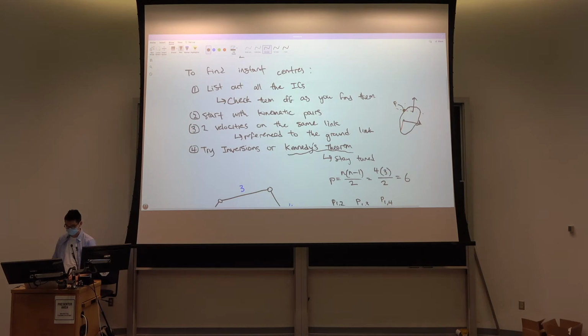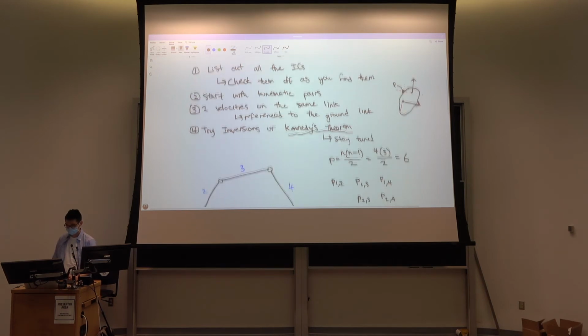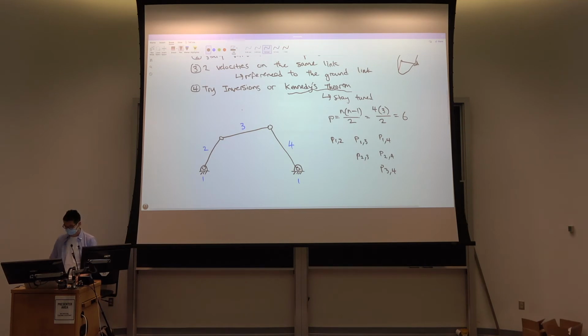Okay. So what do we say as the next step in our procedure? We've listed out all the instant centers, and we're going to check them off as we find them. So now let's do the kinematic pairs. Luckily, in this case, all the kinematic pairs are turning pairs, which makes things really simple. So we've got 4 turning pairs here: 1, 2, 3, and 4. Basically, the location of the turning pair is the same as the location of the instant center that those 2 links are a part of. So the turning pair here between 1 and 2 is P1,2. That's the instant center between link 1 and link 2.